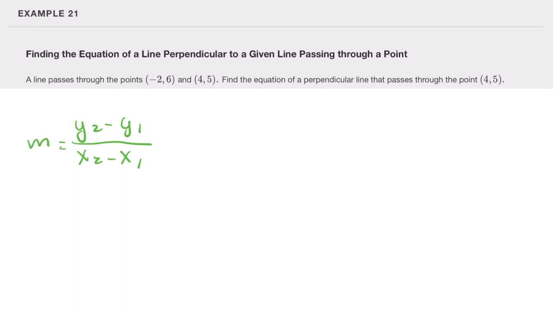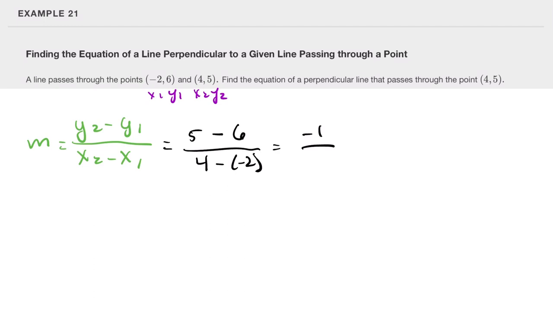Again, this is our slope. Here we have our x1, y1, x2, y2. If we plug them in, 5 minus 6 over 4 minus -2. Looks like it's -1 on top. Double negative is positive, so that's a 6. So their slope is -1/6. So our desired slope, the negative reciprocal, is going to be 6 because we want perpendicular.